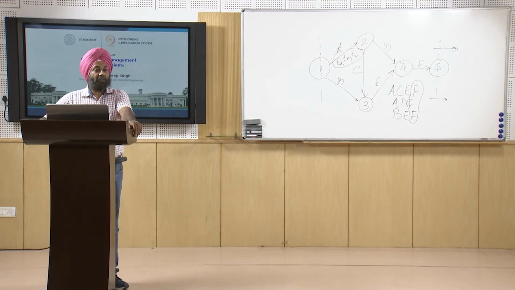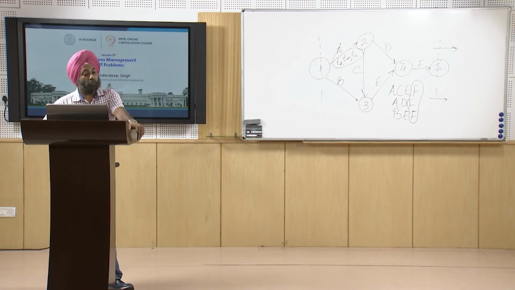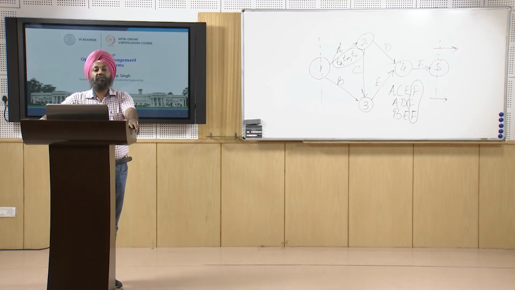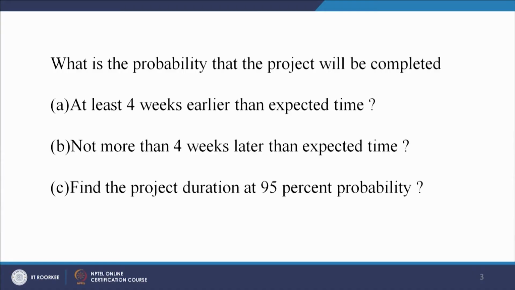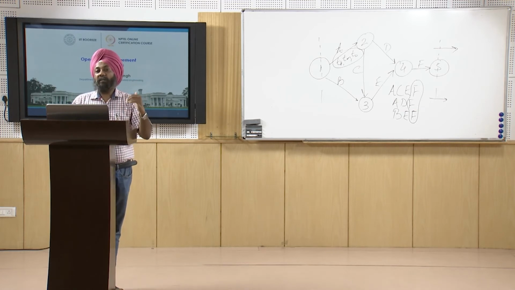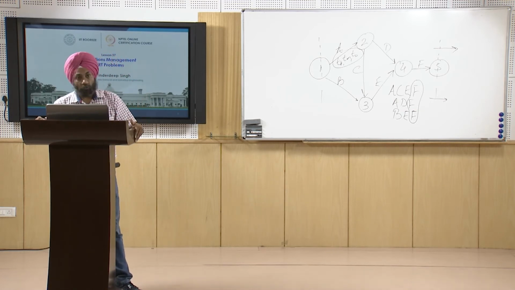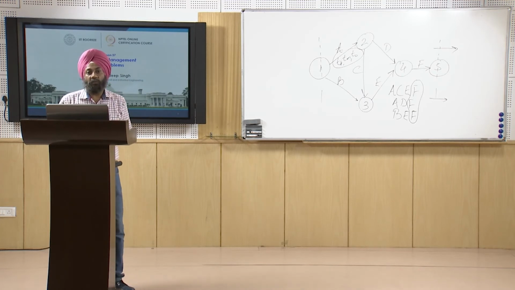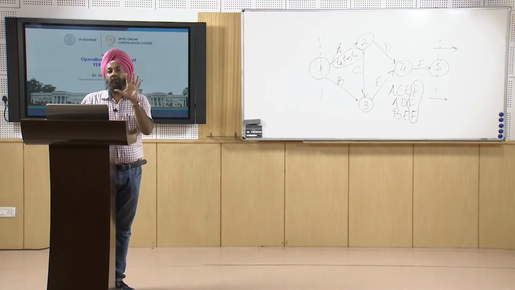So, based on that, what is desired, what we need to calculate? So, we need to calculate 3 things here. What is the probability that the project will be completed under 3 different conditions? So, first is at least 4 weeks earlier than the expected time. So, friends, from where we will get the expected time? Expected time, as I have already told you, we have 3 time estimates. From these 3 time estimates, for each activity we will calculate the expected time. So, now we will have 7 time estimates only, because our project consists of 7 activities.